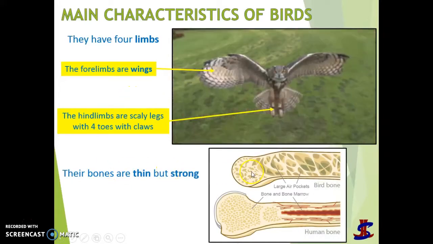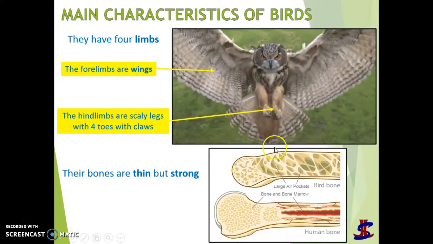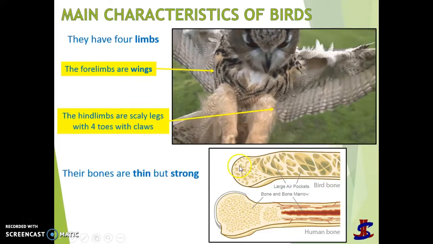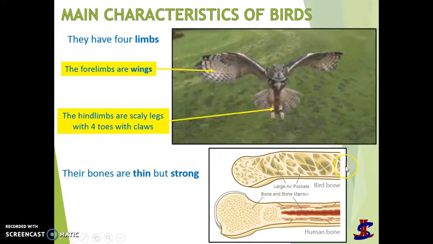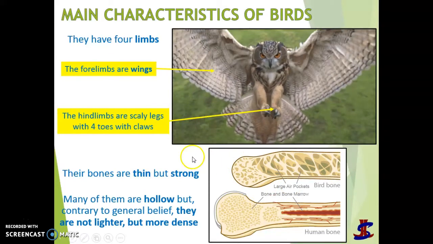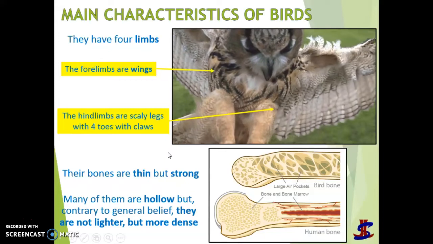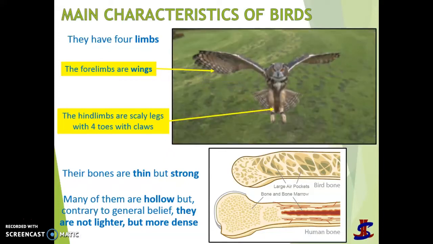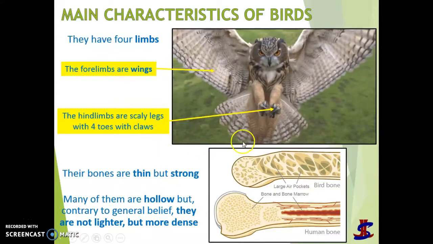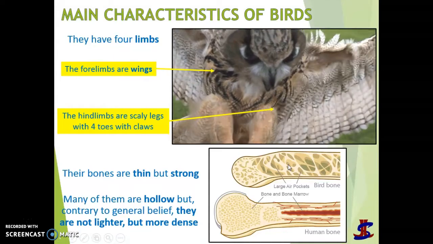Their bones are thin but strong. In order to make them strong, they are hollow, and they have this kind of internal structure that makes them very, very strong with the same density, or well, actually it has more density. This means that, contrary to general belief, the skeleton of birds is not lighter, it is stronger. They have bones which are more dense than the bones of the rest of vertebrates. But in order to not make the bones too big, that's why they have these hollows here. If you have any doubt, I will explain it more in the classroom.